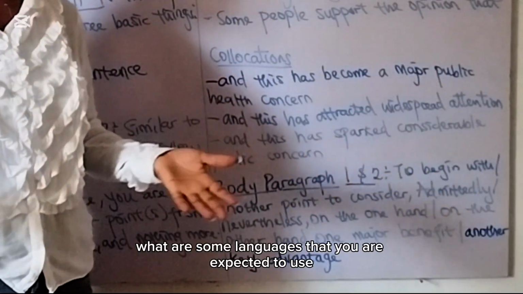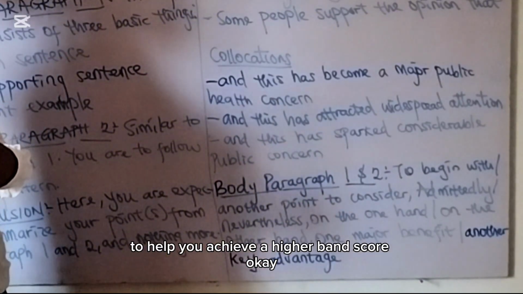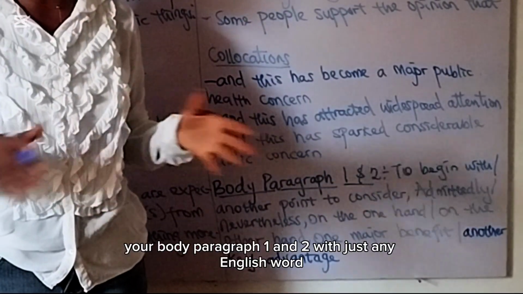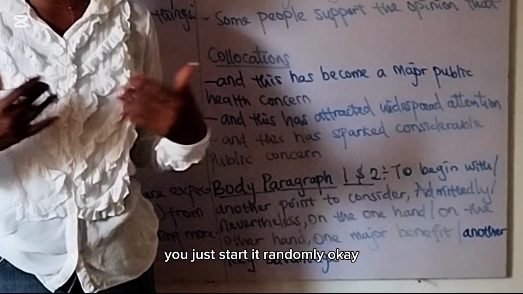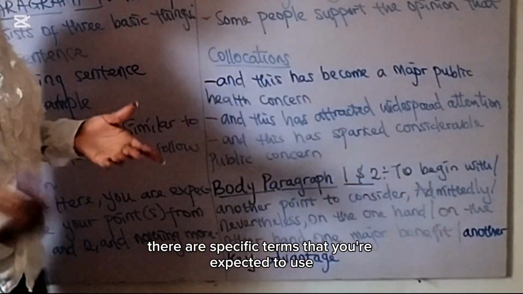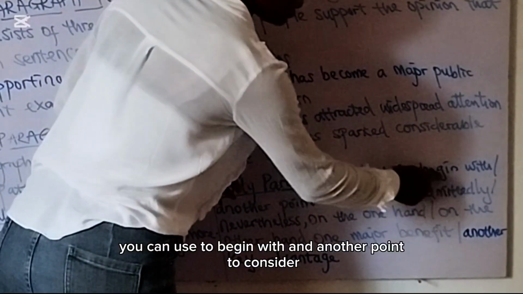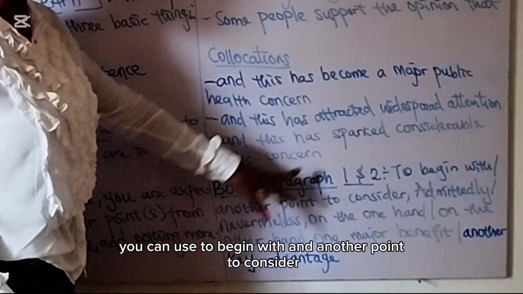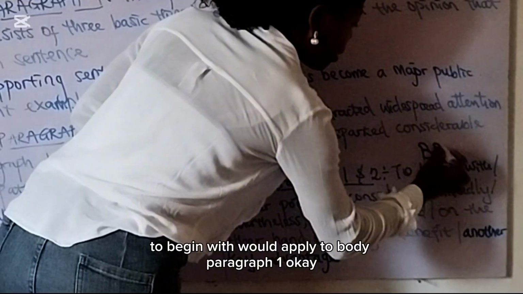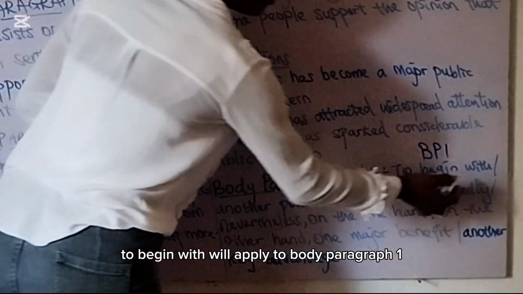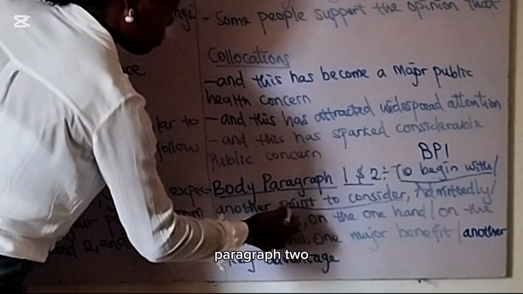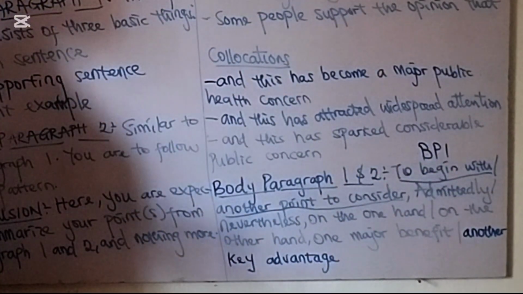Okay, what are some languages that you're expected to use to help you achieve a higher band score? When you're scoring, you don't just start your body paragraph 1 and 2 with just any English word. You don't just start it randomly. There are specific words, specific terms that you're expected to use. For instance, you can use to begin with and another point to consider. Now you can see that to begin with would apply to body paragraph 1, and another point to consider will apply to your body paragraph 2. I hope you get that.